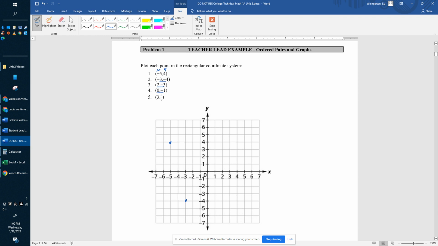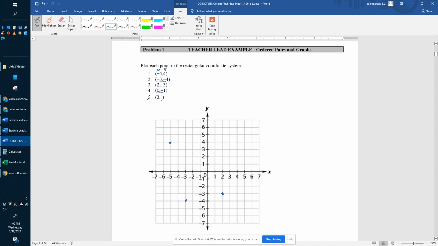Point number 3, we have +2 this time, so we're going to go +2 for x and -3 for y. Number 4, x is 0, so we are just going to stay right here at the 0, 0 point, and then y is -1, so we'll go down 1 for -1.